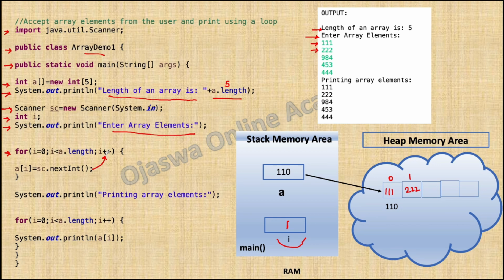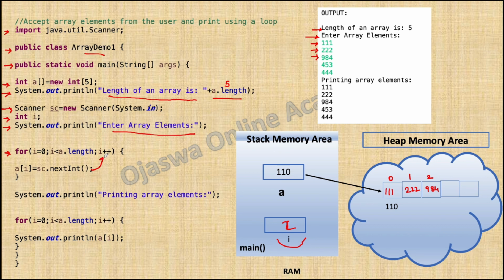Again control will go to i++. Value of i is 1. i is incremented by 1. Value becomes 2. Condition is checked. So from here control comes to the condition. 2 less than 5. Condition is true. The statement inside the loop will execute. So a[2] equals, suppose user enters 984. This number will be stored inside index 2. So the value at index 2 is the third entry of the user input.